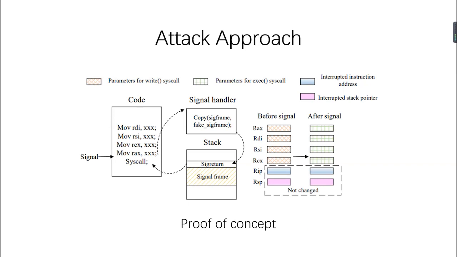Then we describe our attack method. We send a signal when the program is executing some security-critical instructions, such as the syscall instruction. We use the signal handler to overwrite the on-stack signal frame. The overwriter leaves the control data unchanged and only modifies non-control data in the signal frame. Then, when the signal returns, the program returns to the interrupted instruction to continue executing the security-critical instruction. Now the register context has been changed. The instruction will do a completely different job.